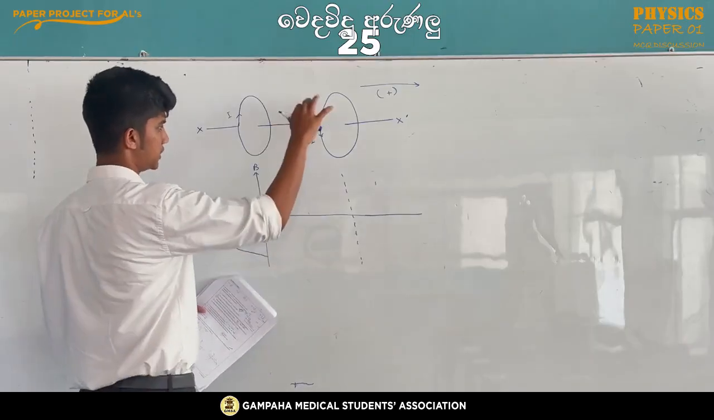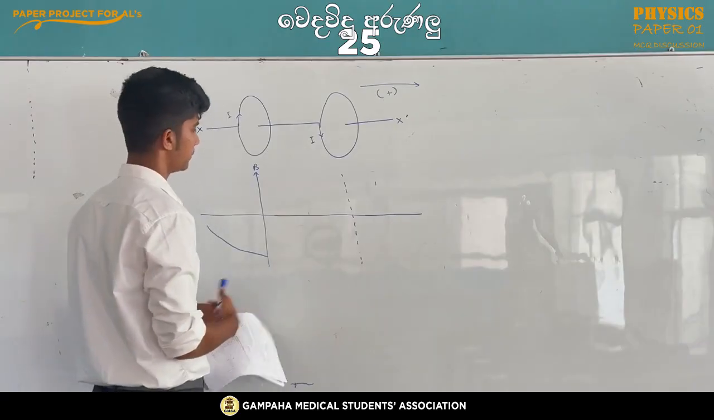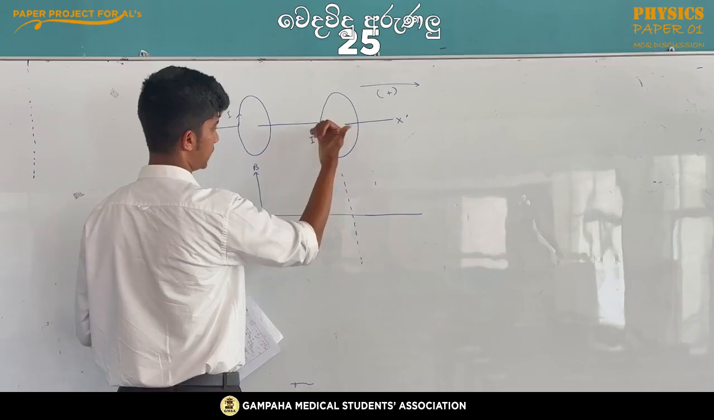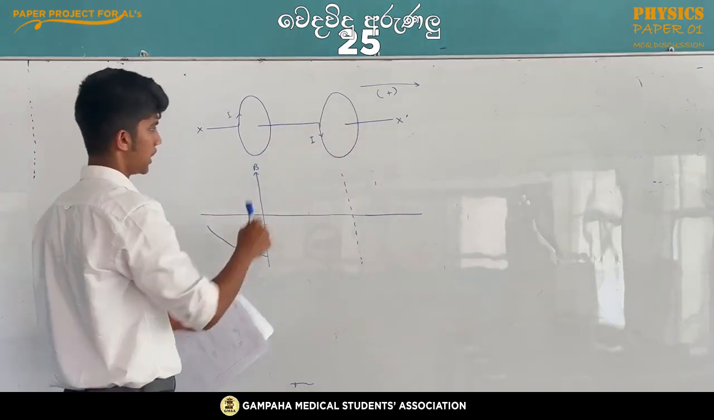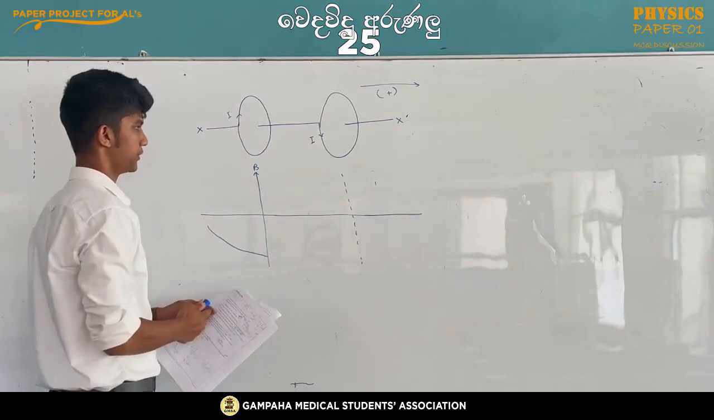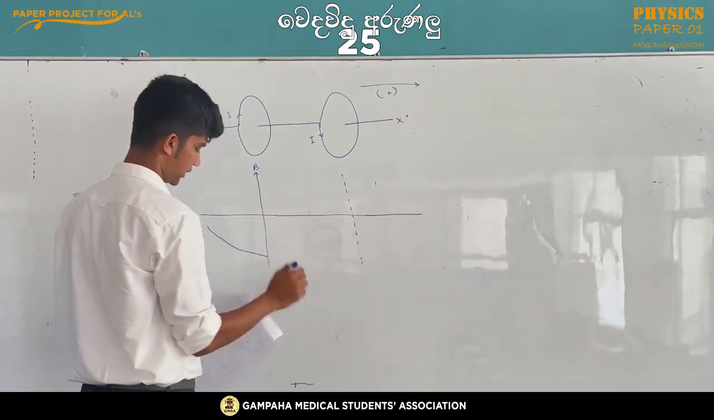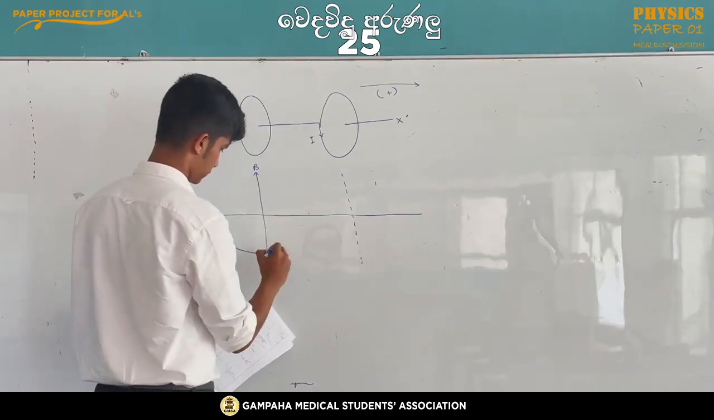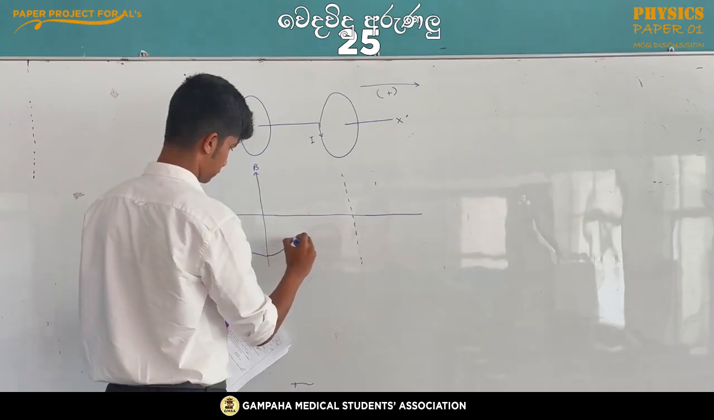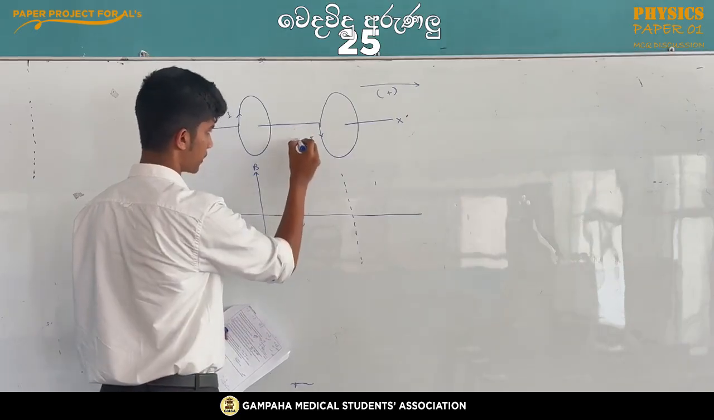And then when it comes to this side, there's a magnetic flux created by the second loop as well, and it is to the opposite direction, and the magnetic flux created by the first loop is towards the left side. So then it gradually starts decreasing, and then at the midpoint it reaches 0.